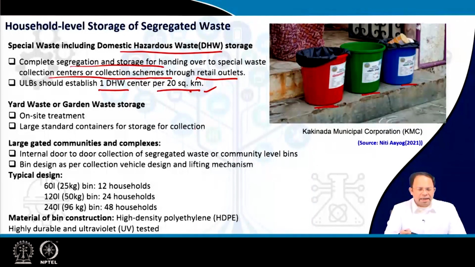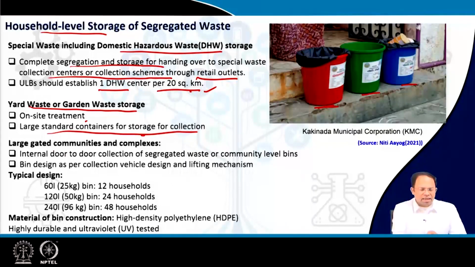In addition to that, when we are talking about household level generators, there is also yard level waste or garden waste. Many houses have gardens, so we should try to treat it on site. That means we can go for composting locally, or we use large standard containers for storage, and it could be collected by the municipal bodies after certain intervals. If I don't want to compost in my own garden or use it as fertilizer, then I can keep it stored in a large container, and it will be collected by the municipality after certain intervals.